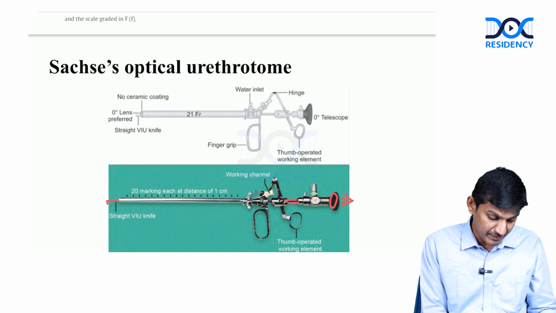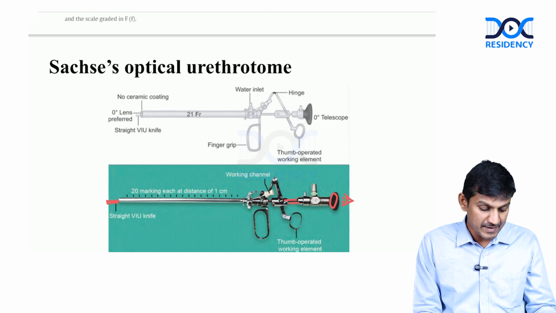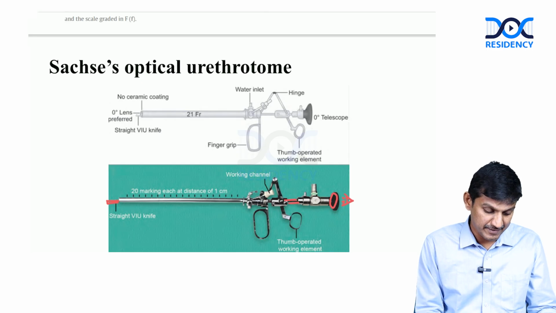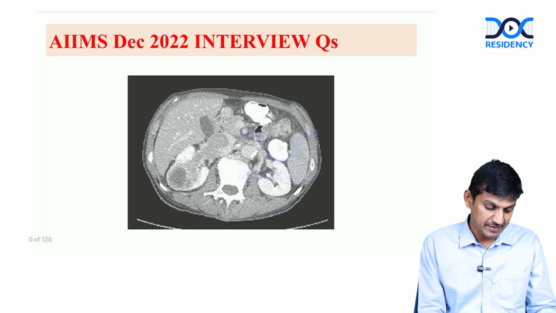Here you have a knife. Under vision, you open the stricture, you can cut it open, and you can dilate the urethra. Okay, next, identify this image.